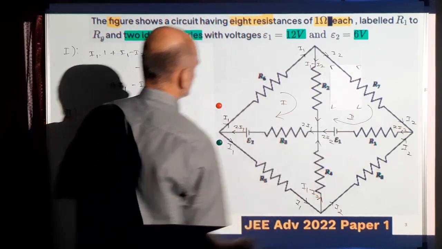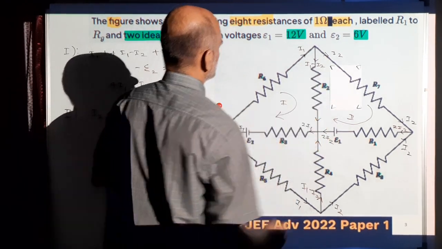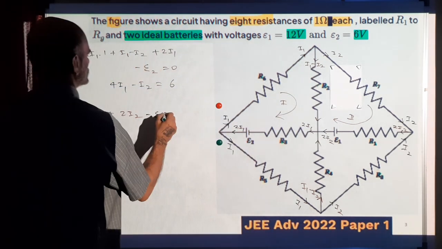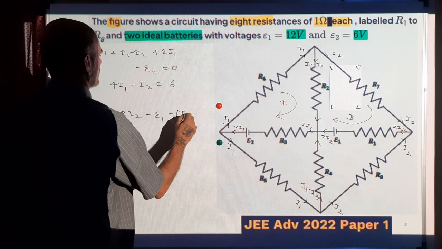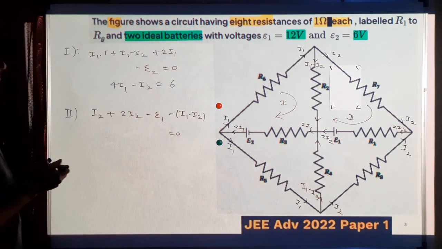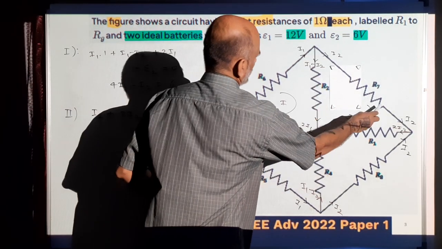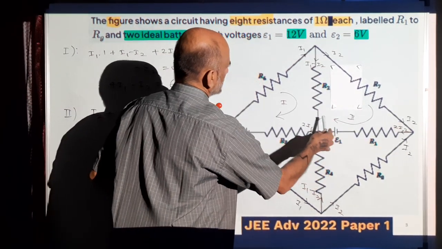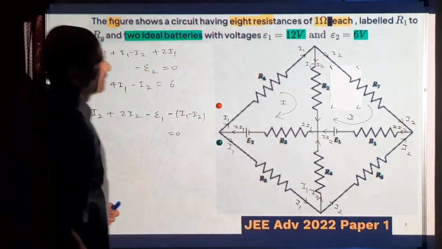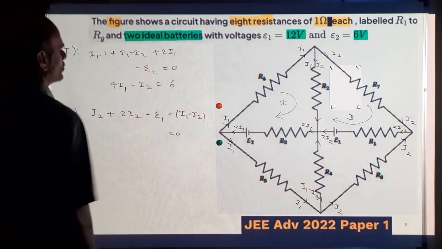and there is a voltage rise of E1, so minus E1, and again there is a rise of I1 minus I2 because I am going in the direction opposite to the current. So minus I1 minus I2 equal to 0. In a resistance along the direction of current, there is a voltage drop. So here I am moving along the direction of current, here also along the direction of current, here against the direction of current. The current is flowing downwards, I am going this way because that is the loop direction. So there is a voltage rise from here to here of value I1 minus I2 into 1 ohm.